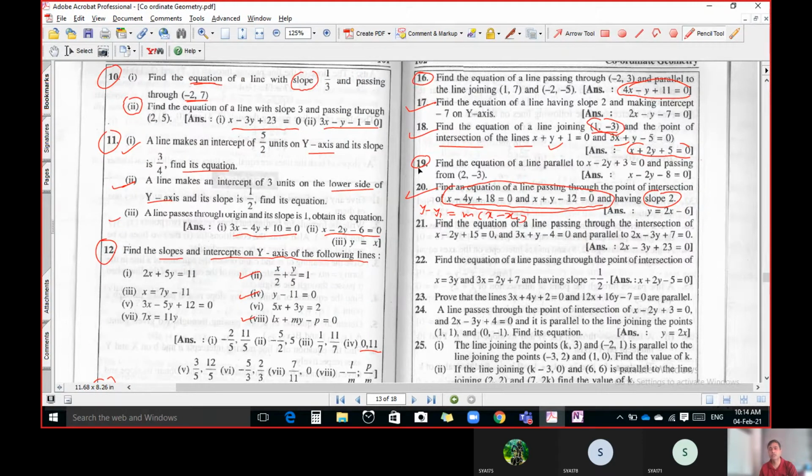Now see question number 19. Find the equation of a line parallel to this. Yes sir, we did it earlier. 19? Yes sir, earlier I had a query in it, so we did it first. No, no. We did 18. Okay sir, okay. Let us do 19.